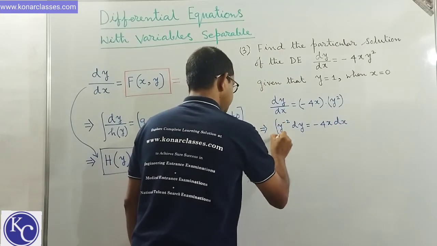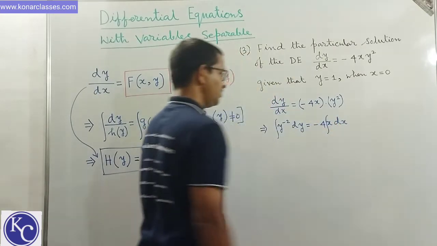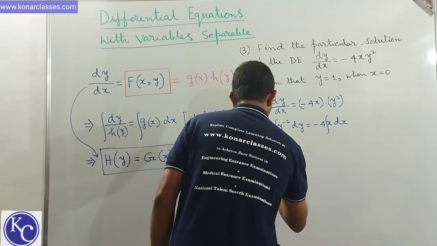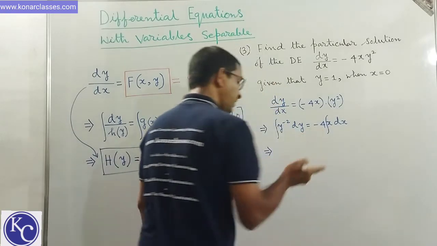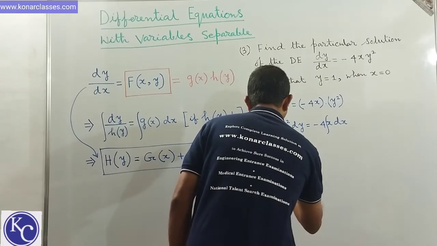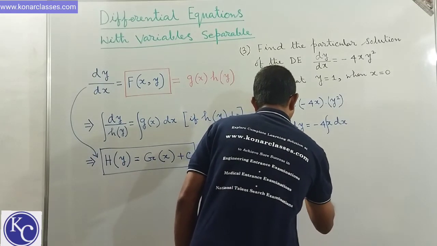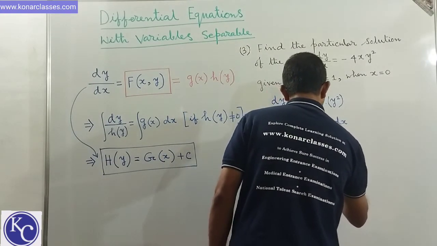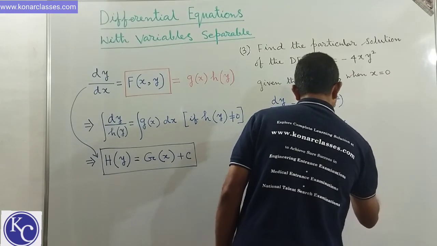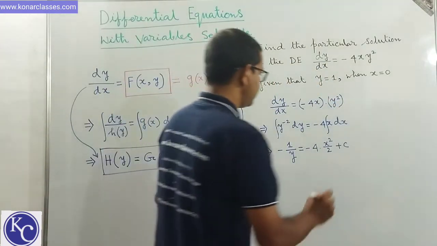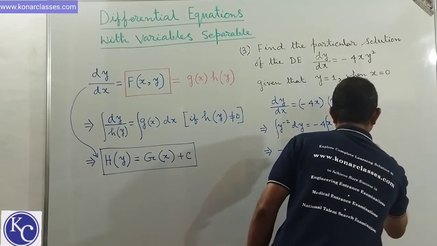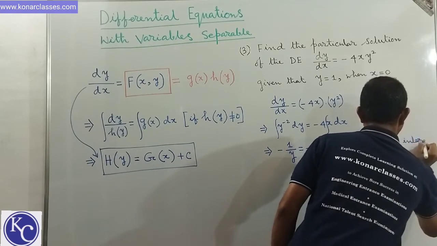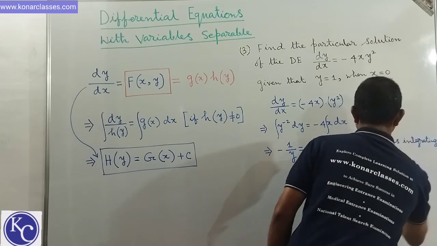After that, integration of both the sides. Minus 4 is constant, so we took it outside of the integration. So integration of y to the power minus 2 dy is what, dear students? y to the power minus 1 by minus 1, that means minus 1 by y. Minus 1 by y is equal to minus 4 into x square by 2 plus c, where c is the integrating constant, right?